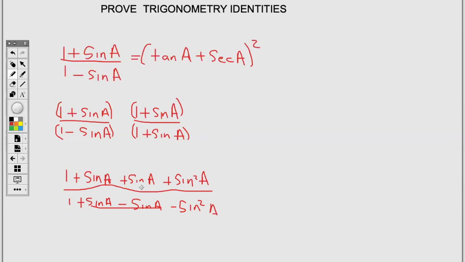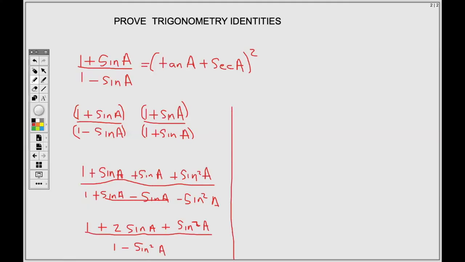We can go ahead and simplify further in the numerator, where we have sine A plus sine A, that's 2 sine A. And then rewrite everything else in the numerator as is, so we'll have the plus sine square A. In the denominator, what is left is just 1 minus sine square A. Then for the denominator, 1 minus sine square A is an identity, so I can rewrite 1 minus sine square A as cos square A.